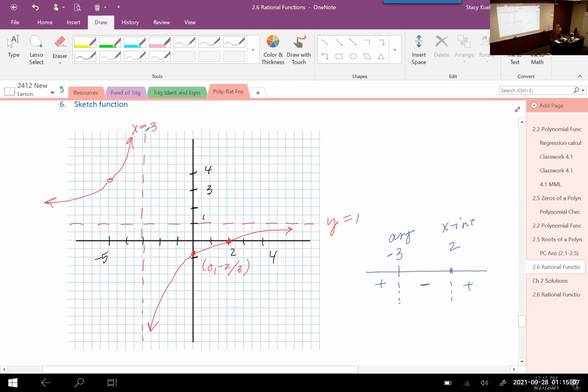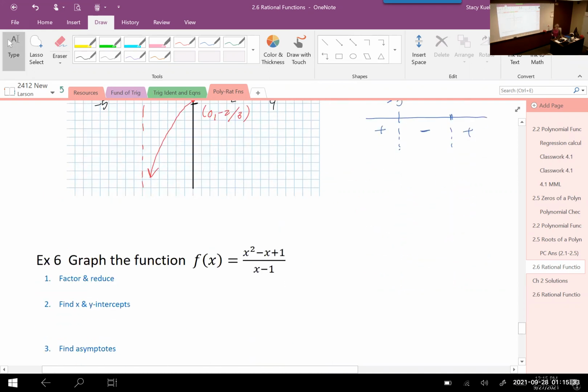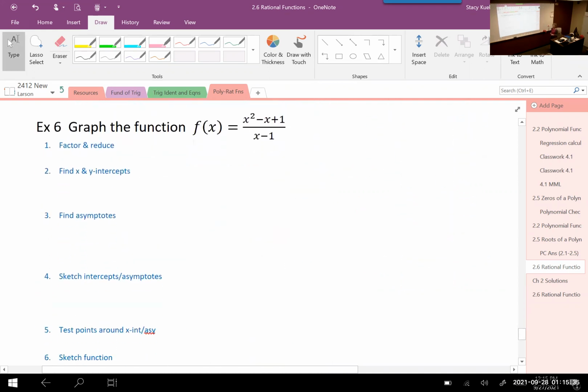All right, yes, ma'am? Just to clarify, to find out if it's positive, you can use any number or just the ones in between -3? I can use any number to the left of -3. And here I can use any number between -3 and +2. And then any number to the right of +2, not those numbers themselves, okay? All right, last one that I'm gonna do for you, and then you've got two you're gonna work on your own.